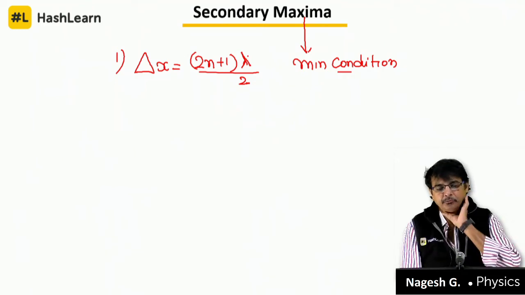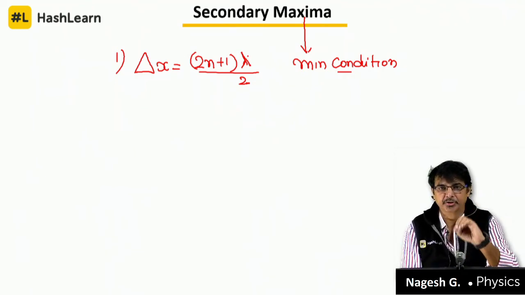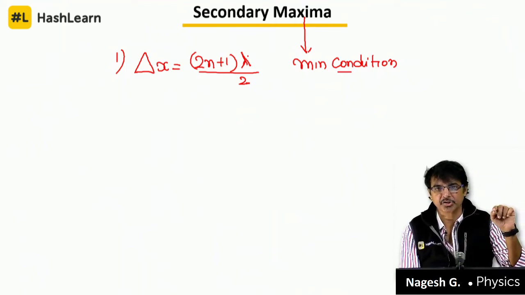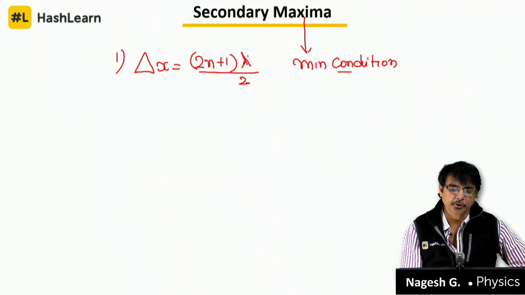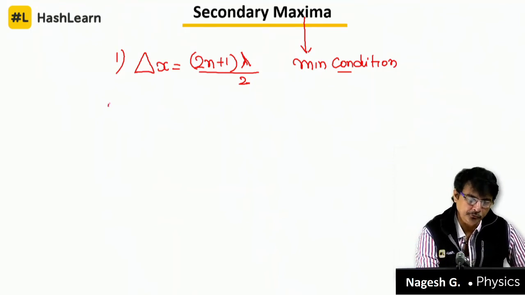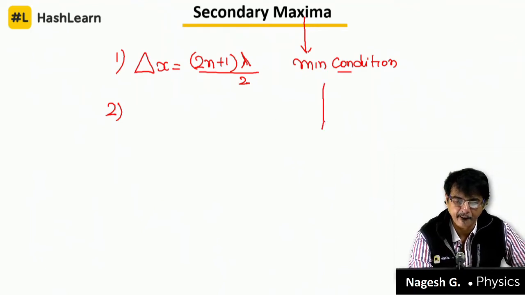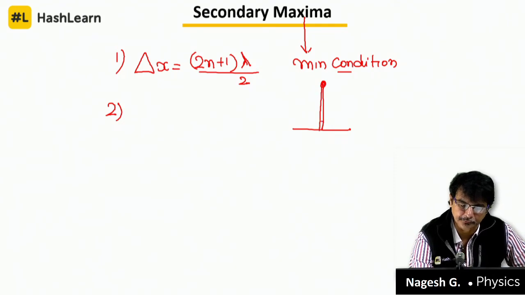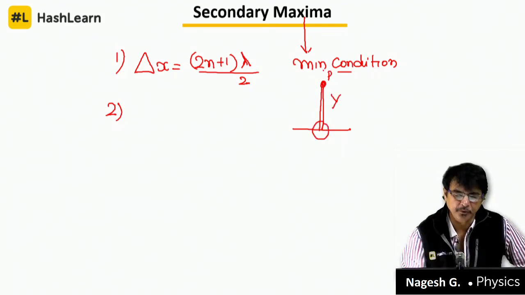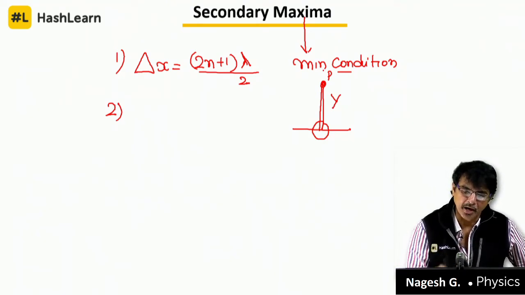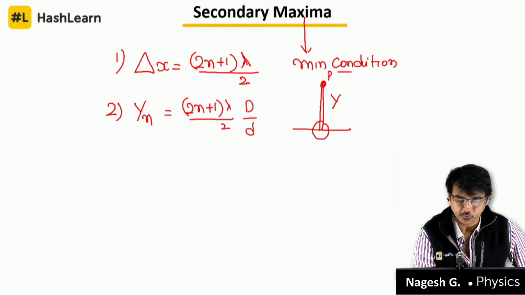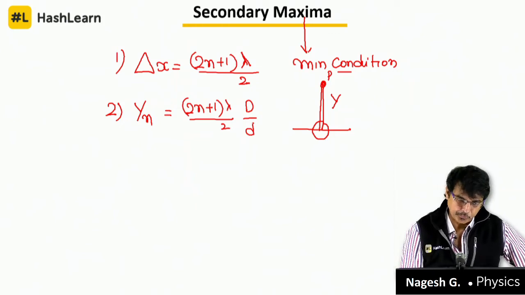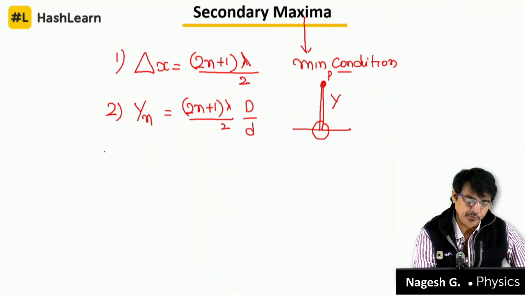Path difference delta x for secondary maxima: the maxima condition in diffraction is equal to the minima condition in interference. As you already got, delta x is a path difference. It is equal to (2n plus 1) into lambda by 2. Next, the distance of the nth secondary maxima, measured from the central bright, say this distance is y. So y_n is equal to (2n plus 1) into lambda by 2 into capital D by small d.